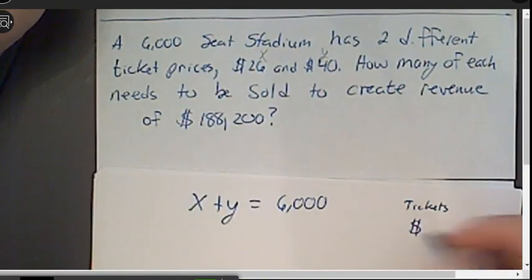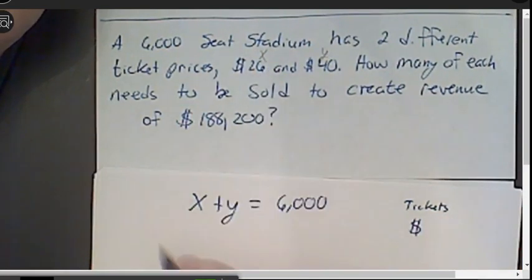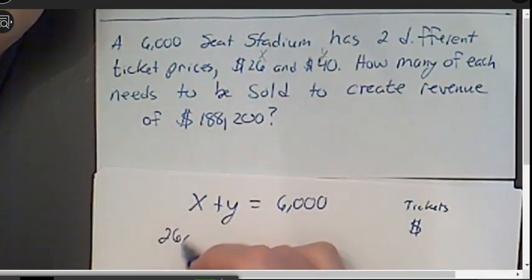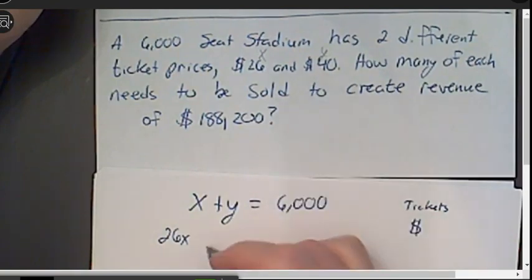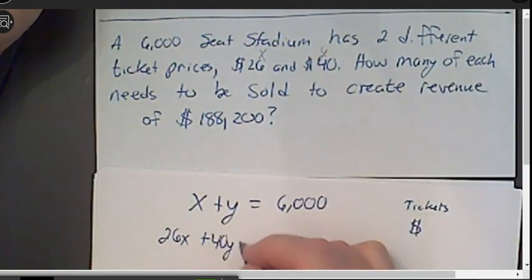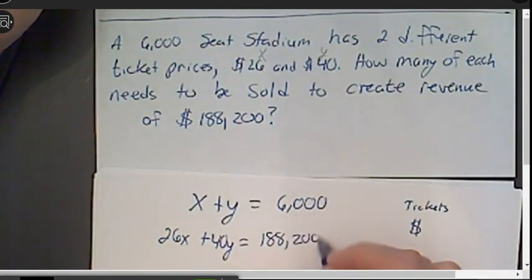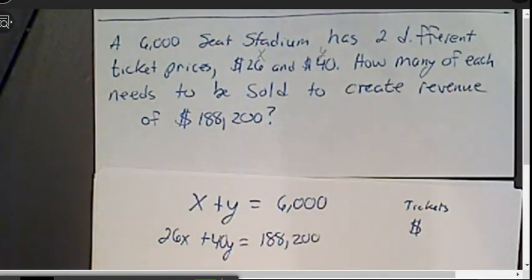And now you're going to talk about the money. Each X ticket is $26. Each Y ticket is $40. And that's going to come out to be $188,200. Sometimes people will get that one easier. Sometimes they're like, what's the second equation? Because I don't know what our numbers are. If they tell you what the capacity is, that's the number you have to use there.